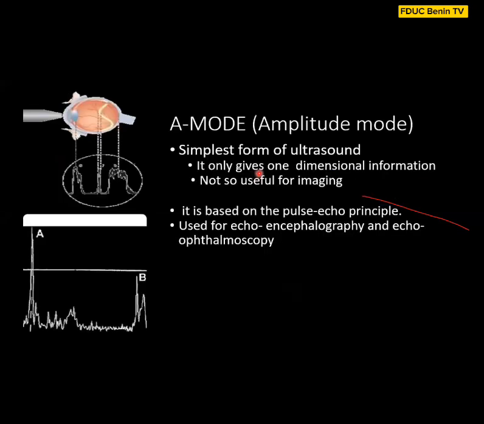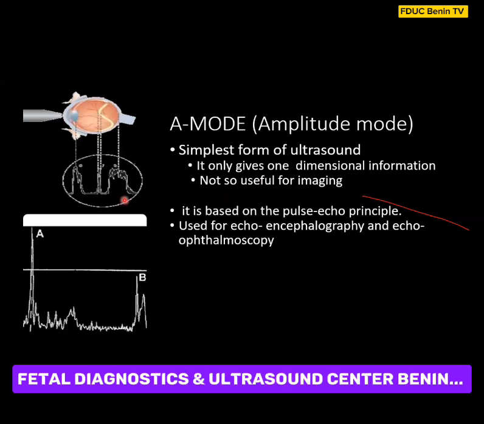So A mode, what's the A mode? We call it amplitude mode. It's the simplest form of ultrasound. We don't use this one for diagnosis anymore. It's only used in encephalography and ophthalmoscopy. Usually it gives one-dimensional information, usually a depth. For example, ophthalmologists use it to know the depth of structures, because the eye is very small, maybe the structures they want to operate on. So this is the simplest.